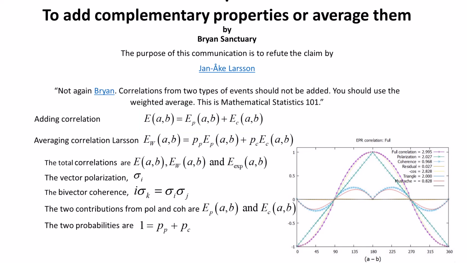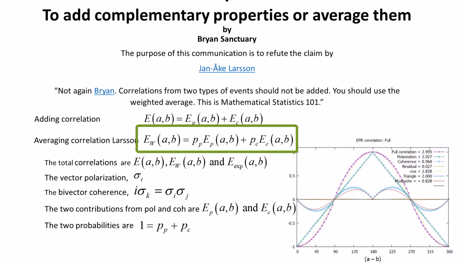The two complementary properties I have for spin are its polarization, spin up and down, and coherence, helicity spinning left or right. Now, E_AB denotes the EPR correlation. Then I use the sum of the two correlations from polarization and from coherence to give the final correlation. Jan-Åke insists it is a weighted sum given here.